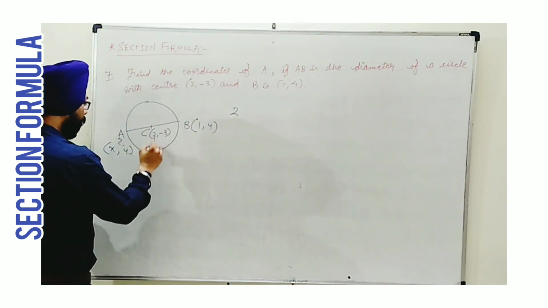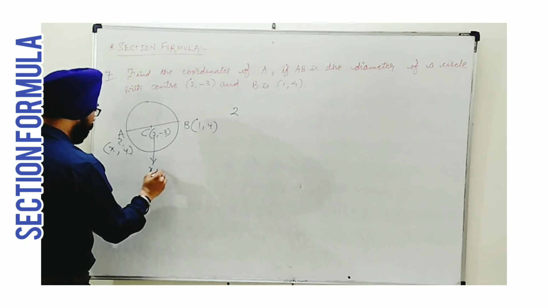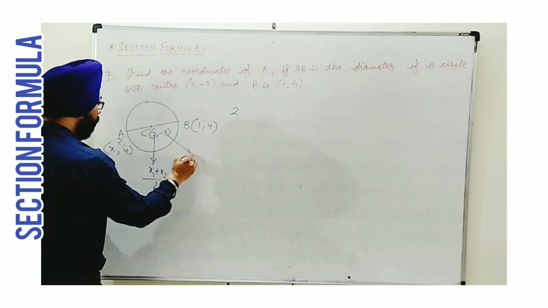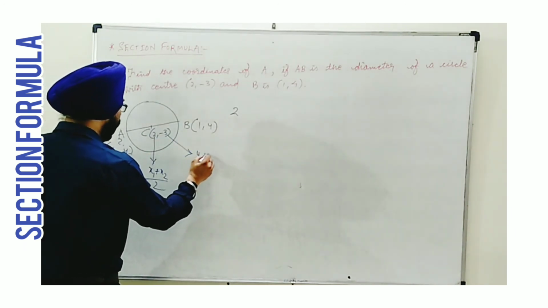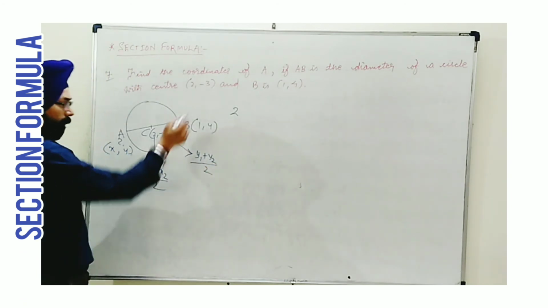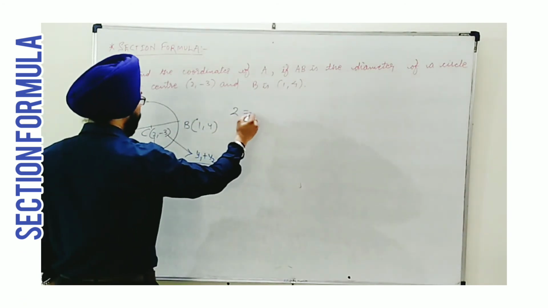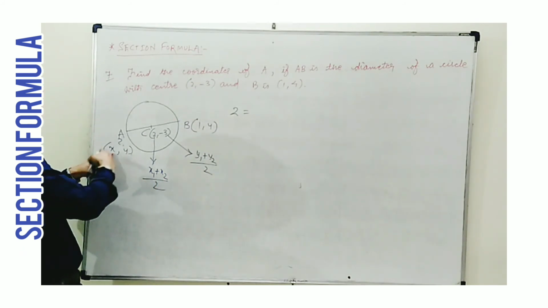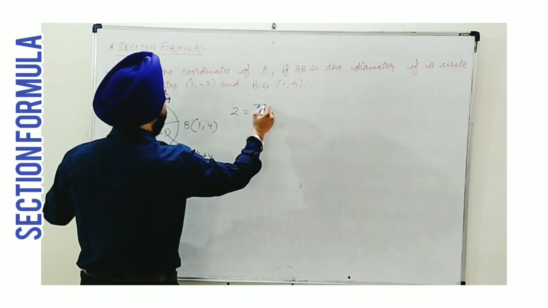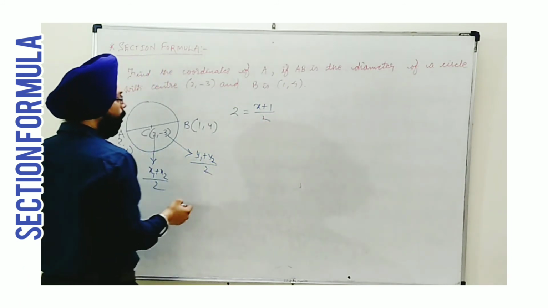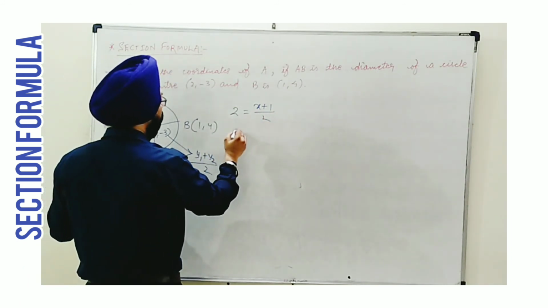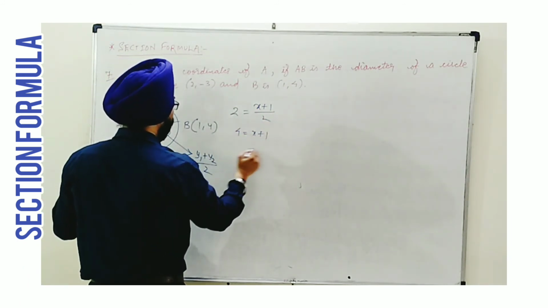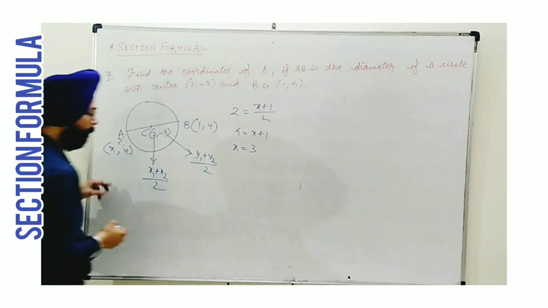For this one we will write (x1 + x2)/2, and for the ordinate we write (y1 + y2)/2. Similarly, for this one we will write, what is xy? This x1 and x2 means we have taken this to be x, x2 is y, so we'll write here (x + 1)/2. Solving, we get 4 equal to x plus 1, so x comes 3.